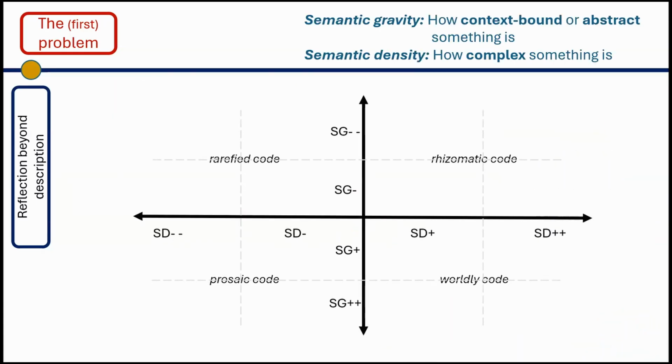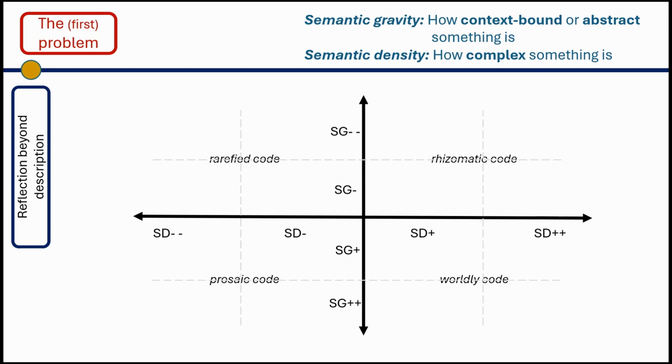So to understand why this was a problem, I'm going to jump to the semantics dimension of legitimation code theory. Now, the semantics dimension helps us to analyze how abstract and how complex a practice is. And it has two analytical concepts. First, it has relative strengths of semantic gravity, which show how context-based or abstract something is. And so the weaker the semantic gravity, the more tied to a context it is.